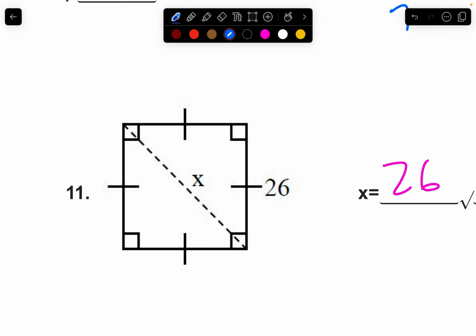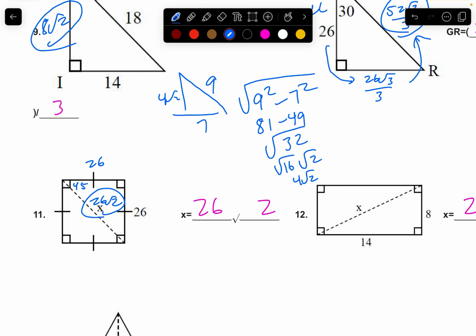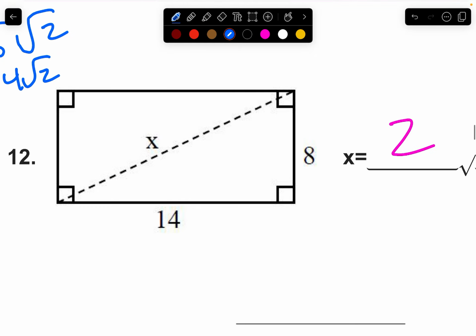Here's a square. All 4 sides are equal. All 4 corners are 90. So this is a 45, 45, 90. So that's 26, 26, 26 root 2. Every square is going to be a 45, 45, 90. Got it.